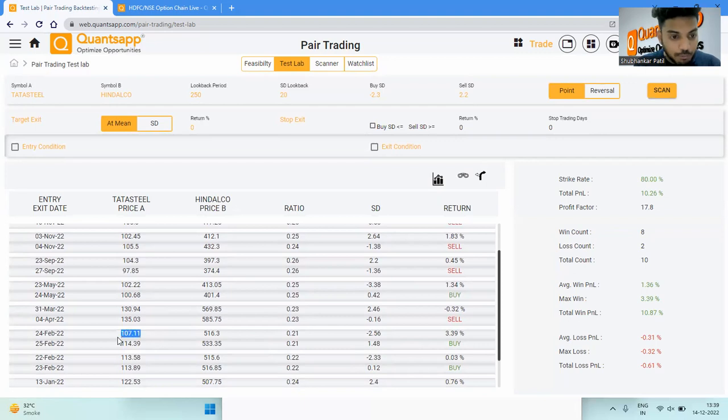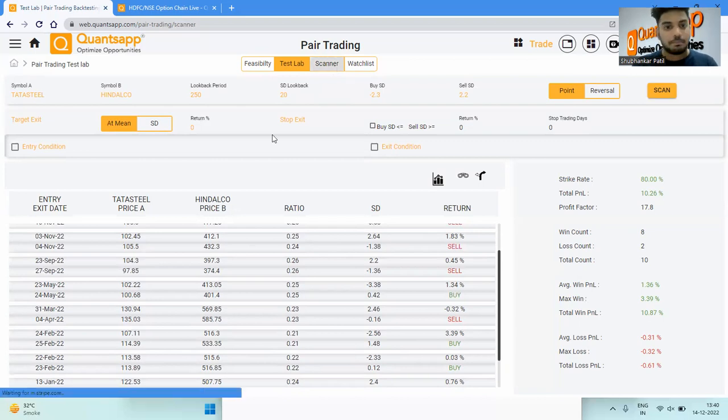Buy, that means you bought Tata Steel at 107 on 24th of February and you sold Hindalco at 516. Now what happened in this zone is even Tata Steel went up, approximately 7%. But Hindalco didn't go up a lot. It went up, but marginally, right? And 3.4% was the net difference you made the profit of. And this is how you can create a pair trade.